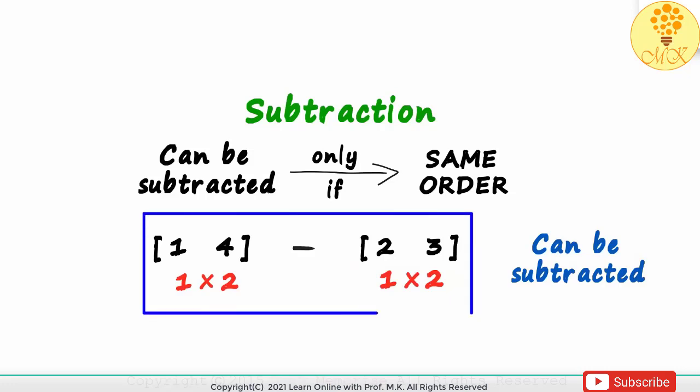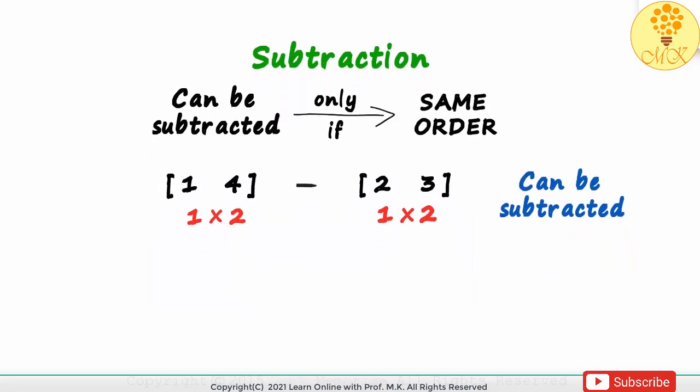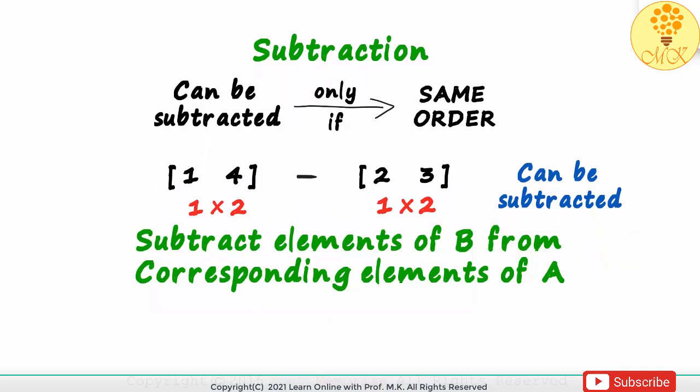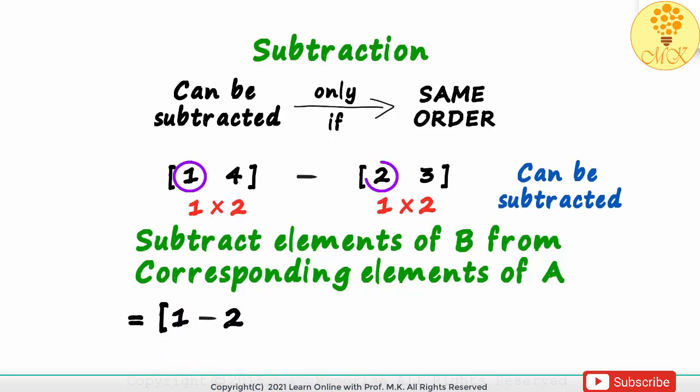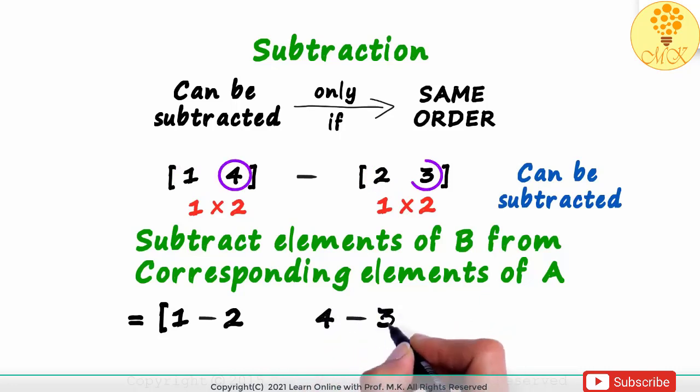If we assume this to be A minus B, we need to subtract elements of B from the corresponding elements of A. 1 and 2 are corresponding elements. 4 and 3 are corresponding elements. What will be the elements of the resulting matrix then? The 1/1th element will be 1 minus 2. Element of A minus the corresponding element of B. And the 1/2th element will be 4 minus 3.